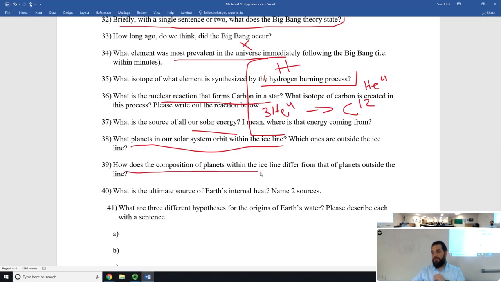Okay, how does the composition of planets within the ice line differ from planets outside the ice line? Planets within the ice line are small, rocky, and metallic. The ones outside are very large, very massive, and they are mostly gases, mostly hydrogen, some helium, ammonia, methane, carbon dioxide, relatively lighter elements. Elements with a smaller atomic number.